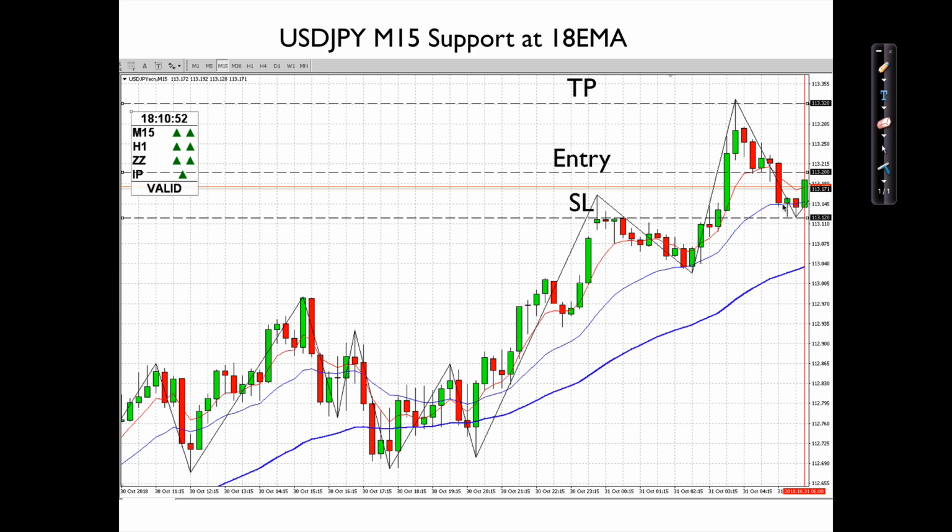So it is bouncing off the 18 moving average. So has it been tested before? Yes, check, it's been tested before. Is it making a higher high and a higher low? Yes, check. Very, very important. So where do I place my buy order? I place it above the high of this candle. It could be 1 pip above. Stop loss, again, it could be just below the swing low or 1 pip below.